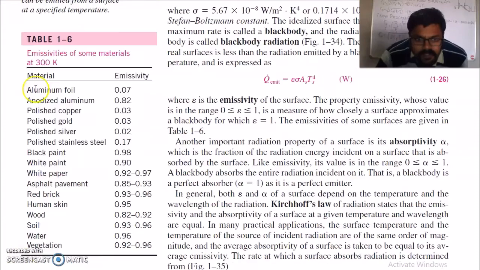So this table shows the emissivity of the different materials. Another important radiation property of a surface is absorptivity, alpha, which is the fraction of radiation energy incident on a surface that is absorbed by the surface. Like emissivity, its value is in the range of 0 and 1.